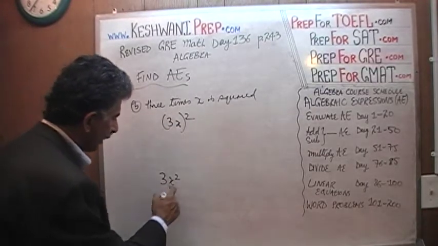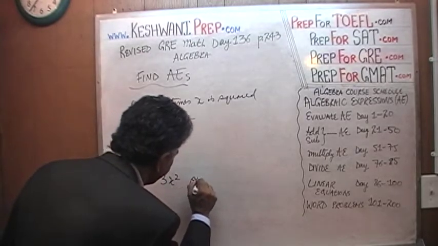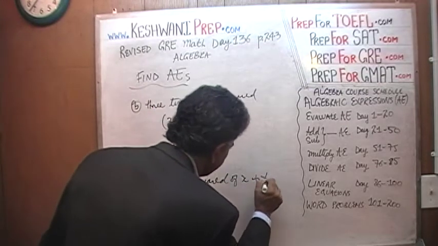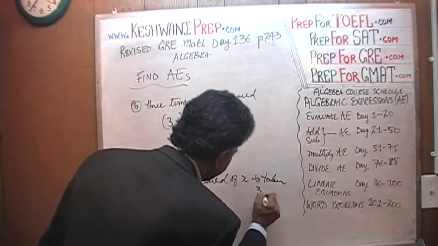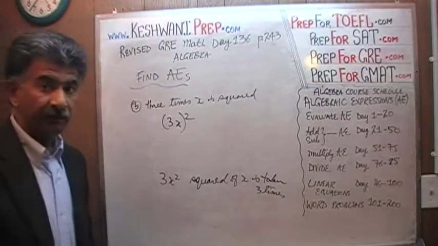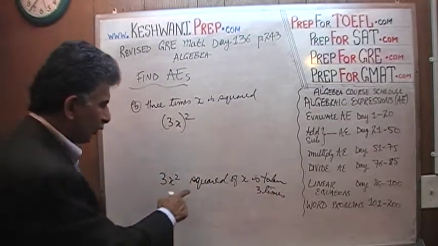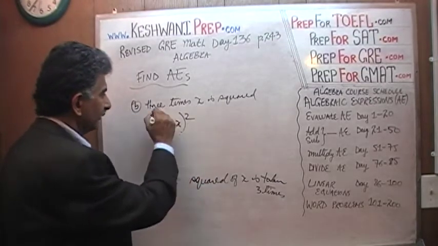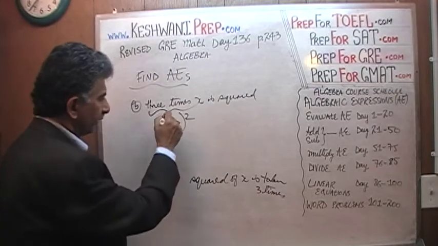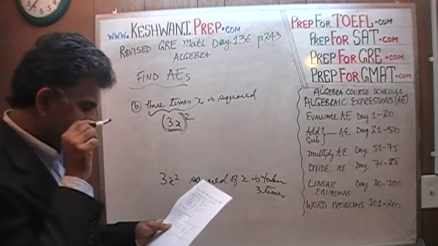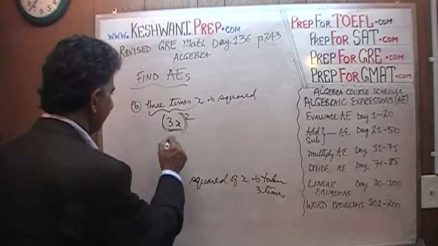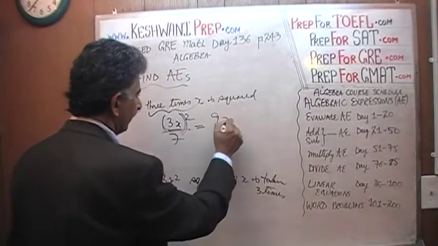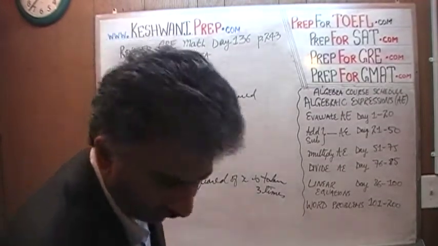Here, the square of x is taken 3 times, or the square of x is multiplied by 3, one or the other. Or 3 times x, this part right here, is squared. So the whole thing is squared. And the result is divided by 7. So that's it. The result is divided by 7. So 3 squared is 9, x squared over 7. That's the second part, B.